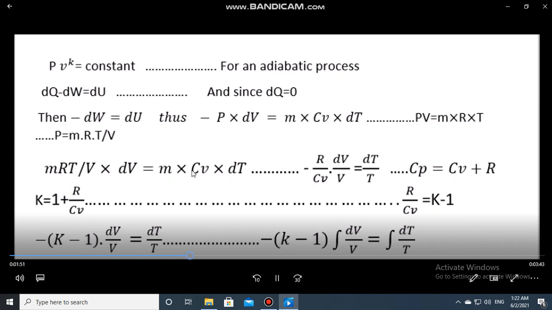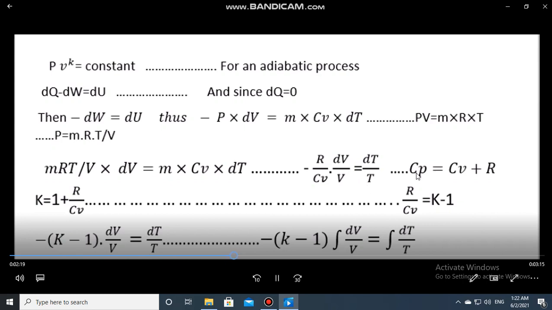Or sorry, by cross multiplication, transferring Cv from the right hand side to be under R in the left hand side, we get that minus R over Cv into dV over V equals dT over T.